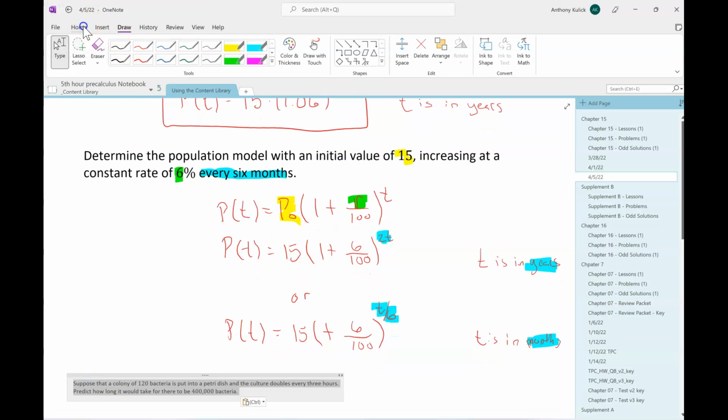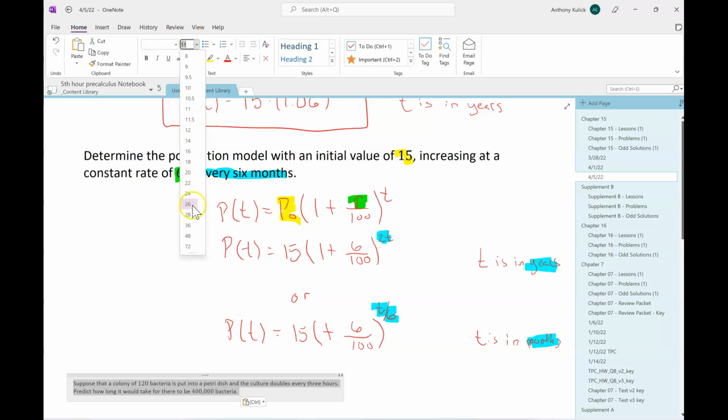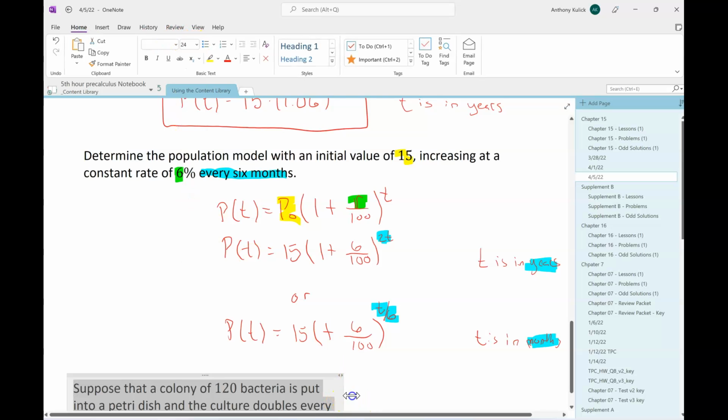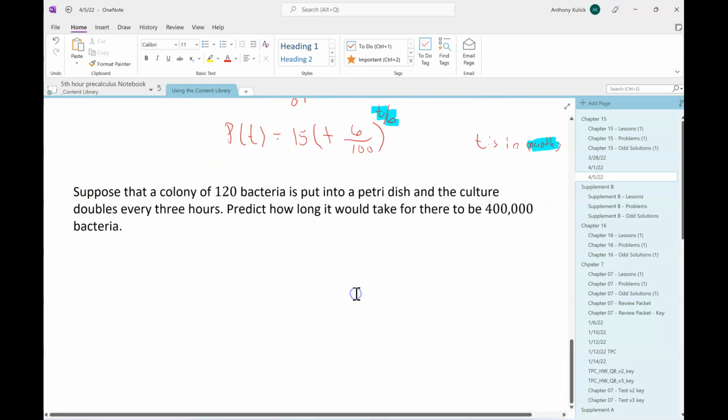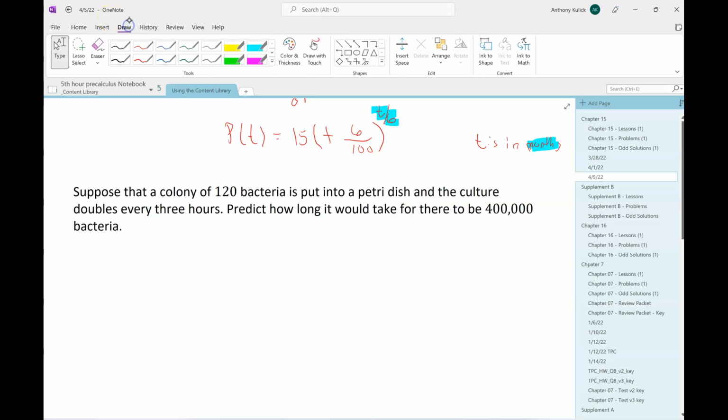All right, let's do another. Suppose that a colony of 120 bacteria is put into a petri dish and the culture doubles every 3 hours. Predict how long it would take for there to be 400,000 bacteria. So this question's a little bit more involved, right? We're going to have to do two things here.